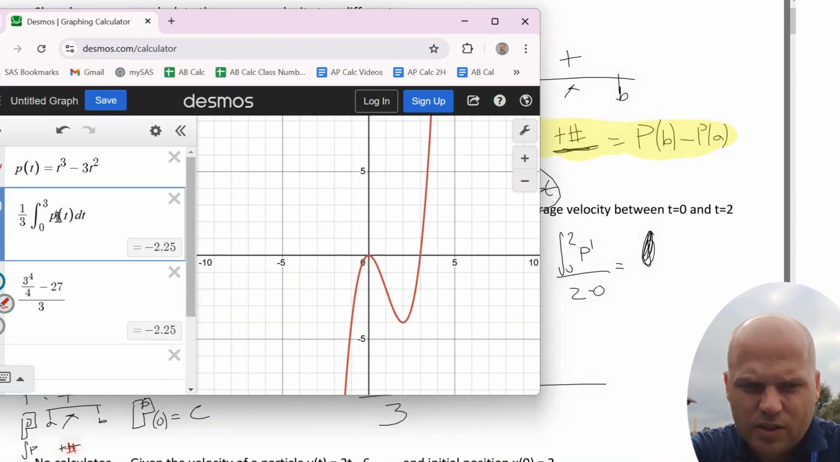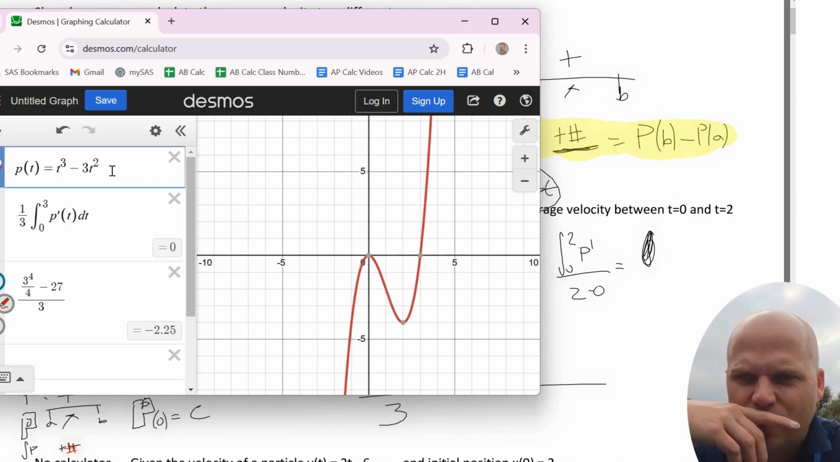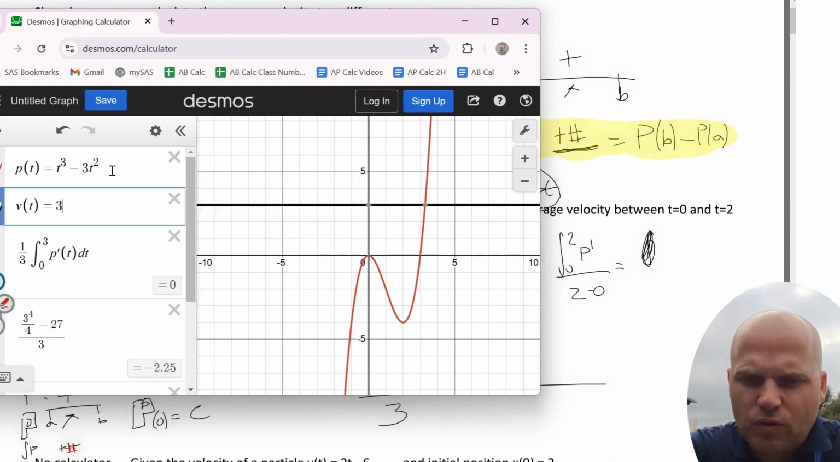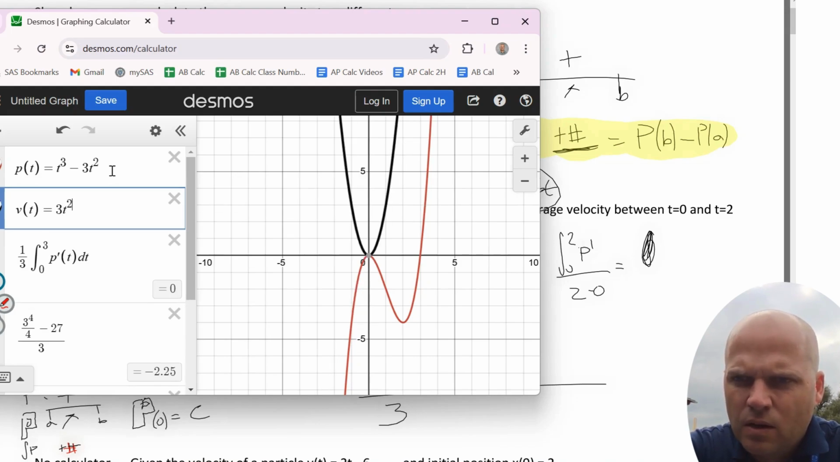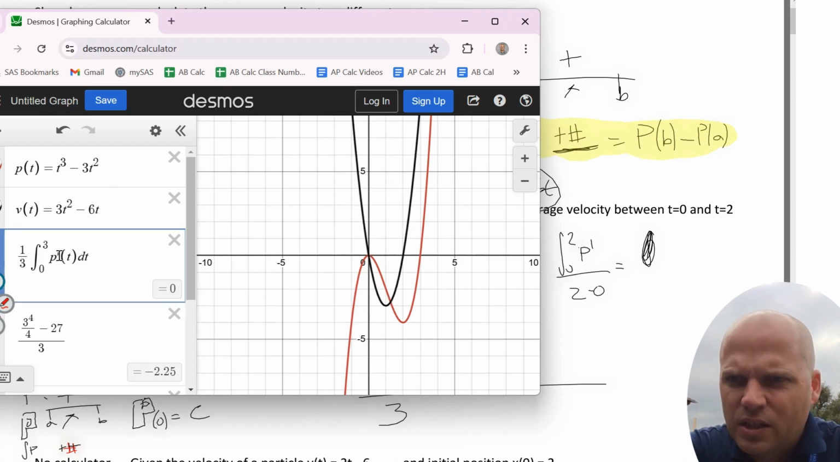Let's see if I could do this. Oh, whoa. Is that right? I don't even have to take the derivative. I don't have to say v of t equals 3t squared minus 6t, because oh, sick. That's so cool.